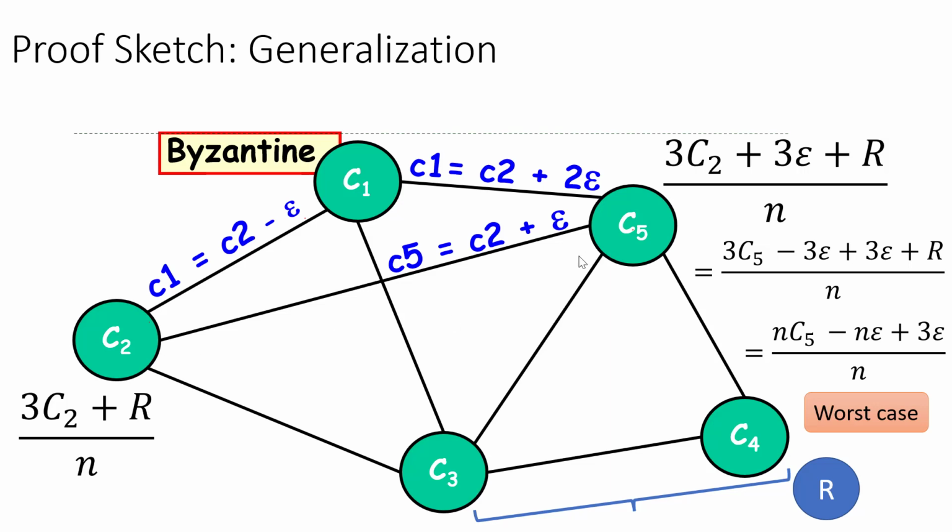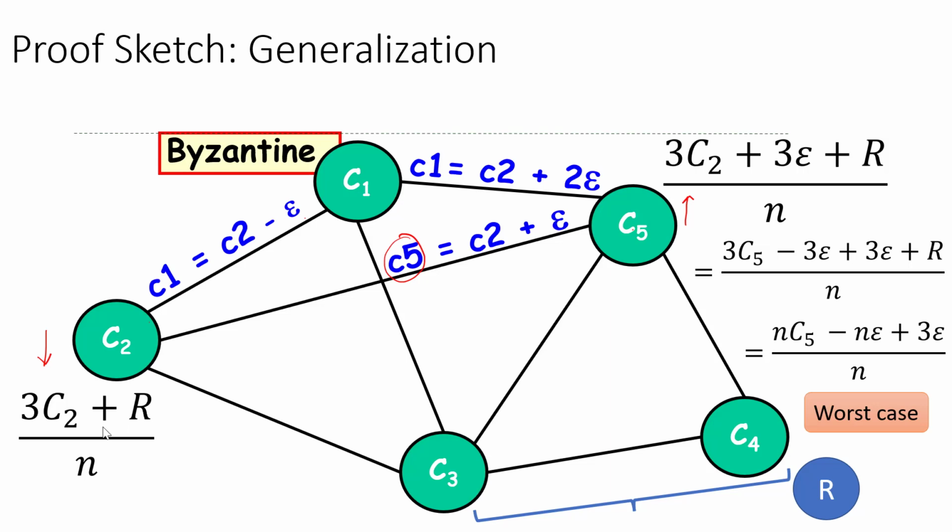Given that C2 and C5 are honest, the current time of C5 is actually C2 plus epsilon. So it will not reject this value. It will accept this value because the value is just epsilon more than it. Furthermore, C5 is the largest between C2 and C5, and C2 is the smallest. So let me put the down arrow, and let me put an up arrow over here for C5.